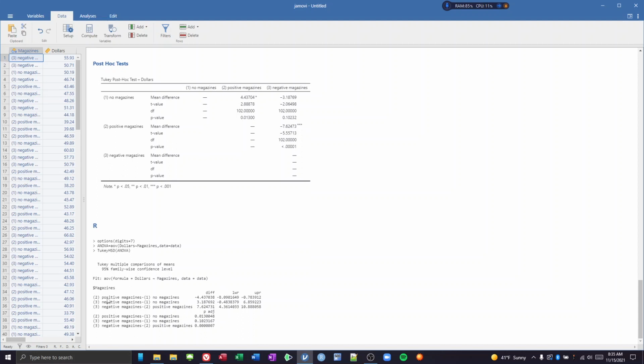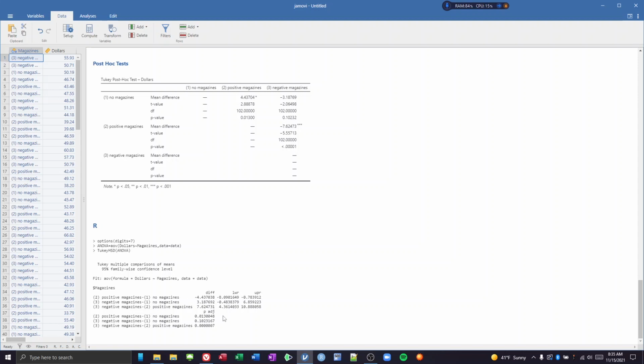So here what we have is our magazines and the comparisons, and we have the lower and the upper of our 95% family-wise confidence level. Okay, and then it has this extra level just because I guess there wasn't enough room to put this p-value right here. But these are the p-values that we saw in this table up here, like you can compare them. And we have significant ones where positive minus no magazines was significant. And we have negative minus positive magazines was significant as well.